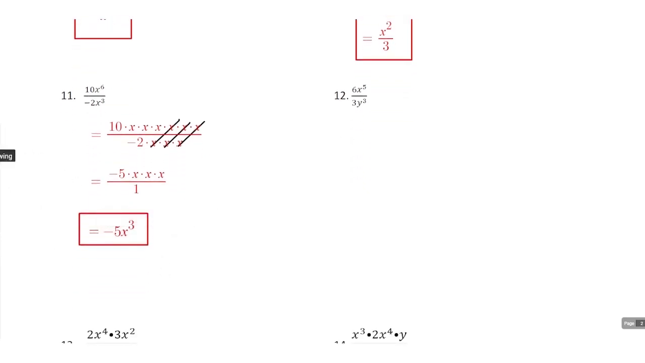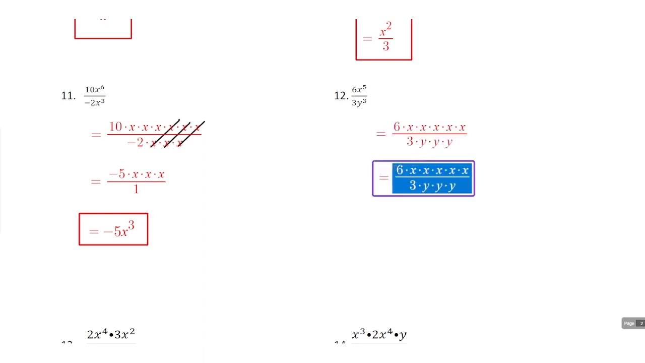Number 12 is going to work basically the same way. We've got 6 times and then 5 x's, 1, 2, 3, 4, 5, over 3 times, oh, these aren't even x's, these are just y's. Look at that. So actually none of this is going to cancel because these are 2 different variables. But the 6 over 3 will. 6 over 3 will reduce to 2 over 1, because 6 divided by 3 is 2 after all.